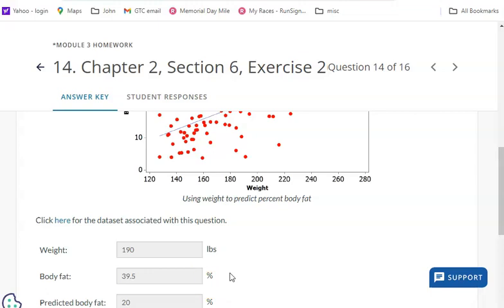Hello, this is John Hart, and we'll be going over the scatter plot in Module 3.